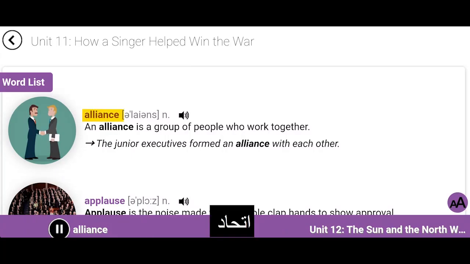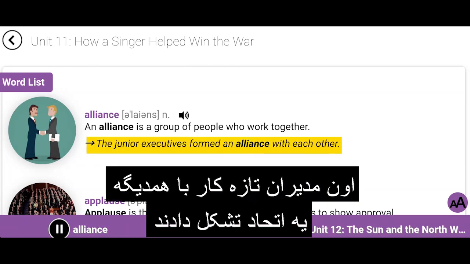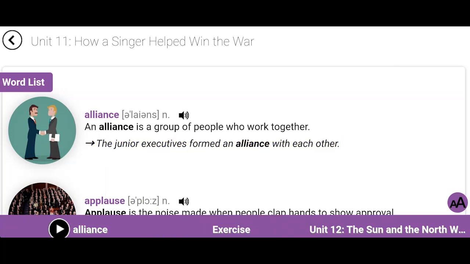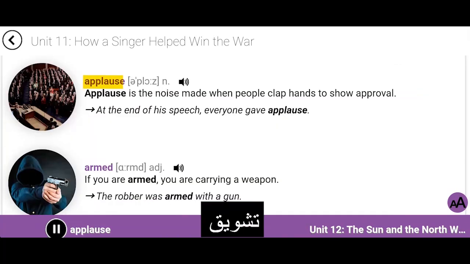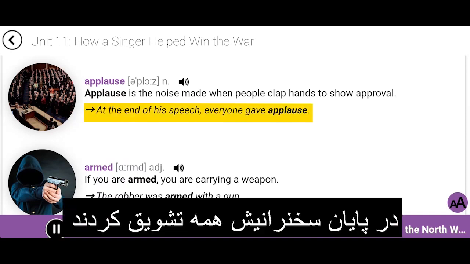Alliance. An alliance is a group of people who work together. The junior executives formed an alliance with each other. Applause. Applause is the noise made when people clap hands to show approval. At the end of his speech, everyone gave applause.